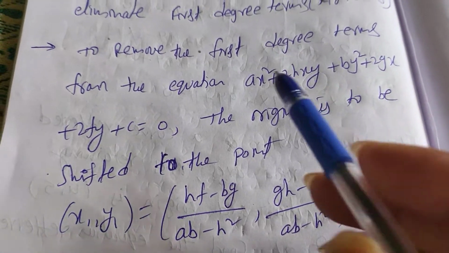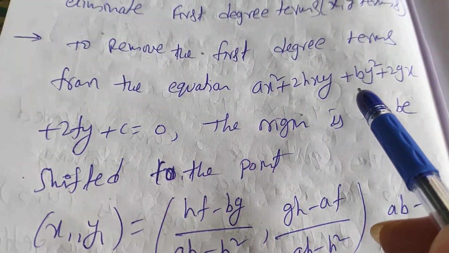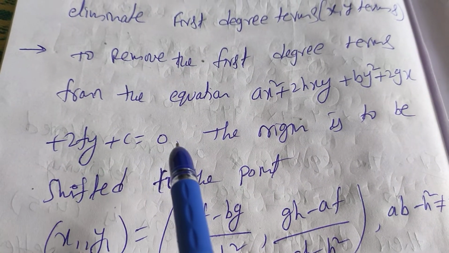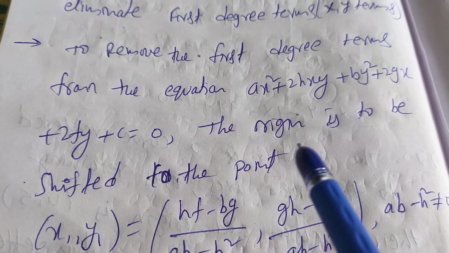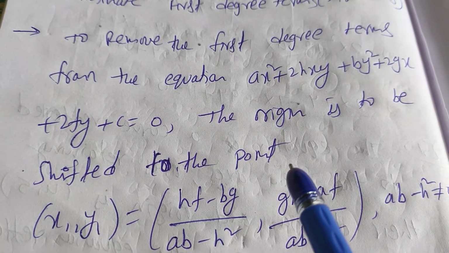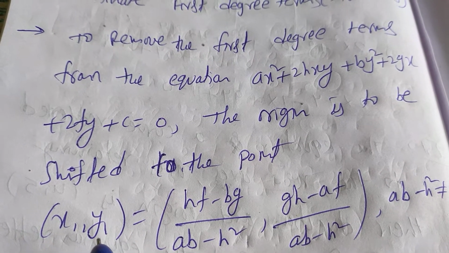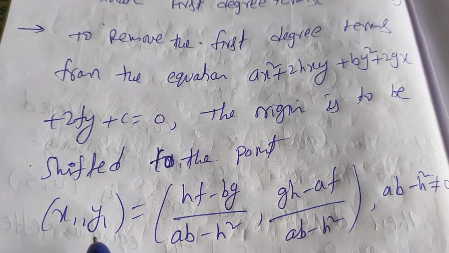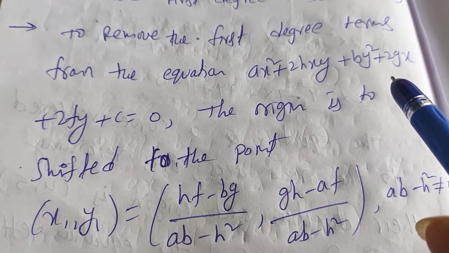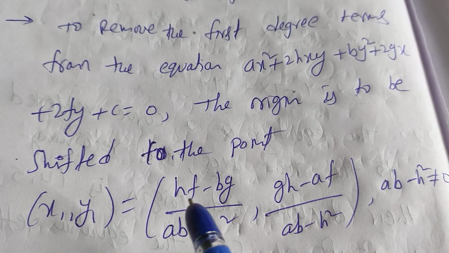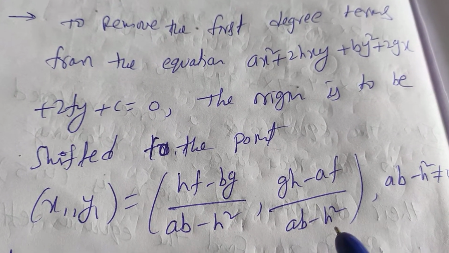Let us consider the equation ax square plus 2hxy plus by square plus 2gx plus 2fy plus c is equal to 0. To remove the first degree terms from this equation, the origin is to be shifted to the point, let us consider for our convenience, x1 comma y1. This x1 comma y1 I am writing in terms of the given equation coefficients. That is (hf minus bg by ab minus h square, gh minus af by ab minus h square).